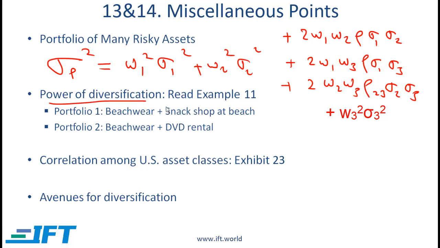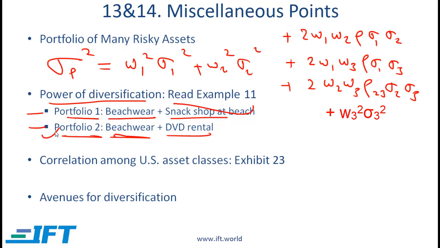The power of diversification, we have talked about this already. I'd strongly encourage you to read example 11 in the curriculum, which illustrates this very well. Simplistically, I'll explain what the example is about. It talks about two portfolios, portfolio 1 and 2. Portfolio 1 involves buying a company that sells beachwear and another company that essentially has snack shops at the beach. And portfolio 2 consists of the beachwear company and a DVD rental company. In both portfolios, we have two stocks or two assets, but clearly portfolio 2 is better diversified.